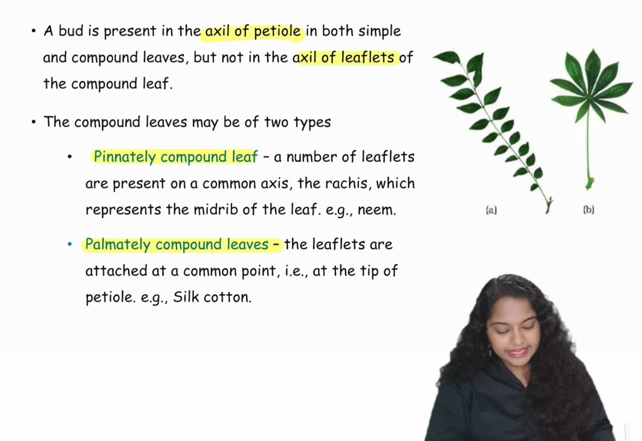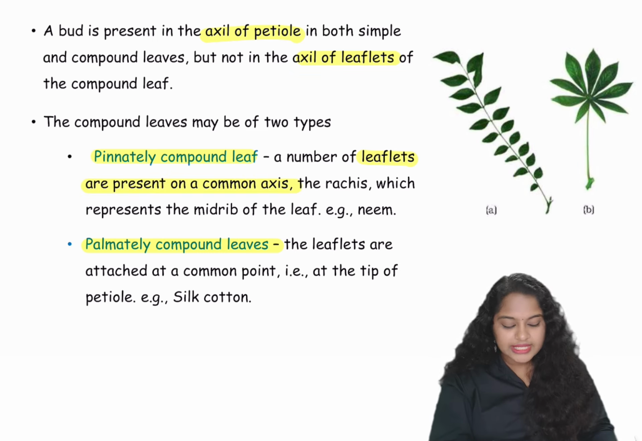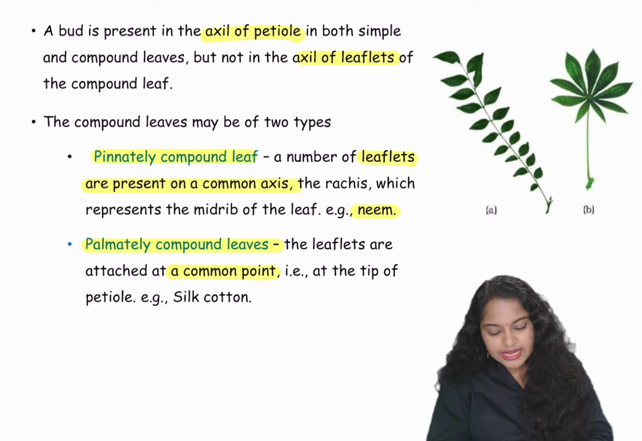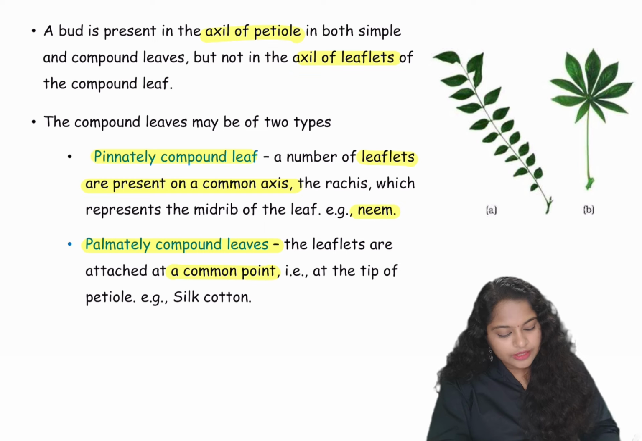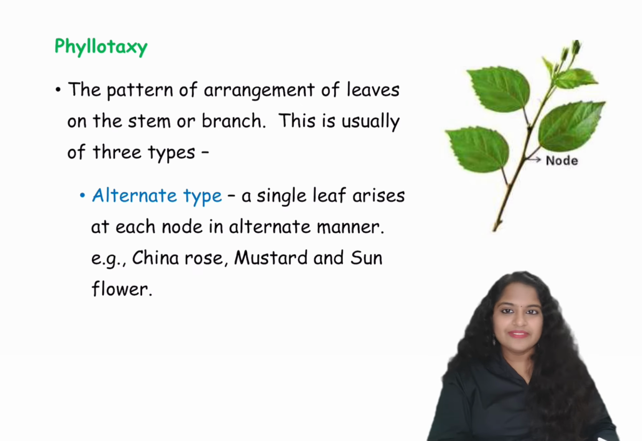So what is pinnately compound? When a number of leaflets are present on a common axis, that is called pinnately compound. An example is neem. And when these leaflets are arranged at a common point, like a whorl, it is called palmately compound. So the first diagram shown here, A, is pinnately compound and here B is palmately compound.